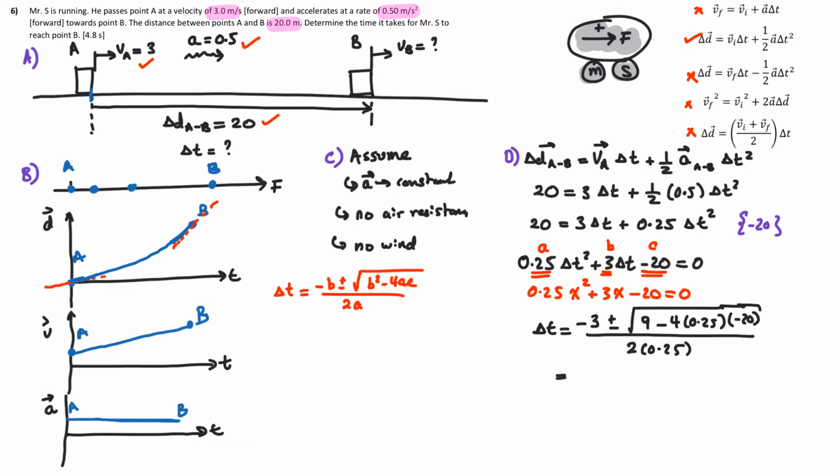When I do this, I get 2 different values for delta t. One of them is when I add, which gives 4.770 and so on, and the other one is when I subtract, which is negative 16.77 and so on. I know that the change in time cannot be negative, so I'm going to cross that out. And I'm left with delta t being 4.77 and so on. Now in terms of significant figures, I have 2, 2, 3. So my final answer should have the least of those, which is 2. So I'm going to round my final answer to 4.8 seconds.